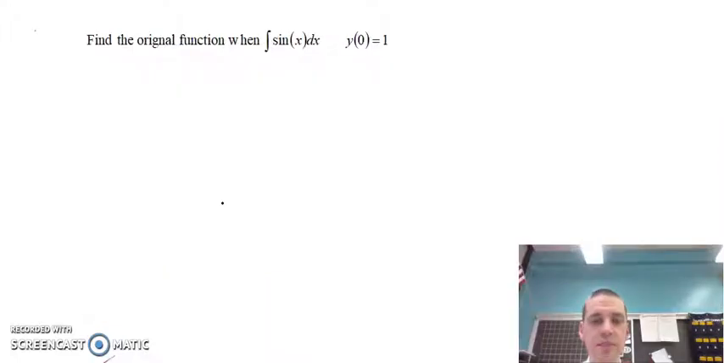And so we're on to the last problem now. We've got to find the original function when the integral of sine x dx, and we have the initial condition of 0, 1. So we're going to take the integral of sine x. Remember that it's the opposite, and therefore we're going to have to change the sign here. So this is going to be y equals negative cosine x, sorry, not dx. Negative cosine x plus c. Can't forget the plus c.